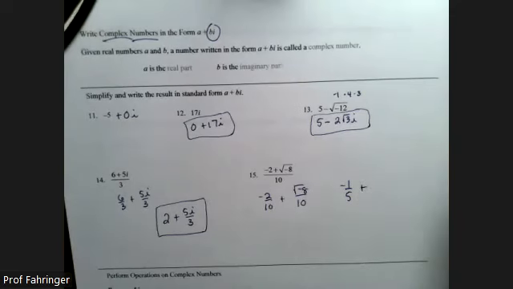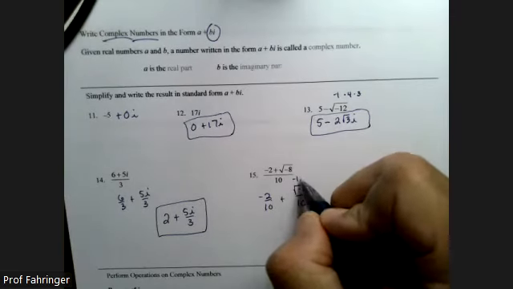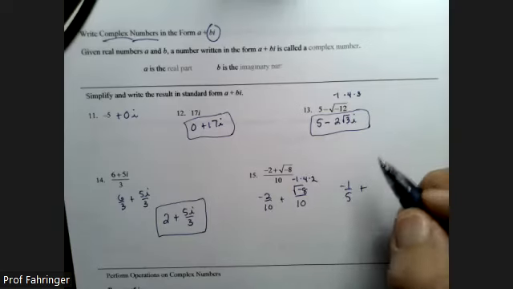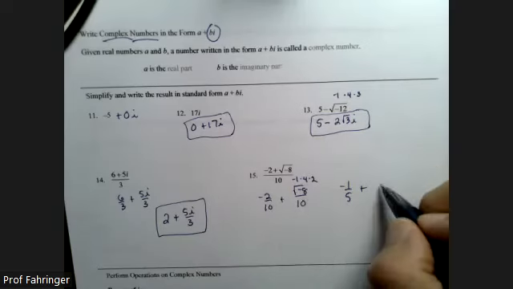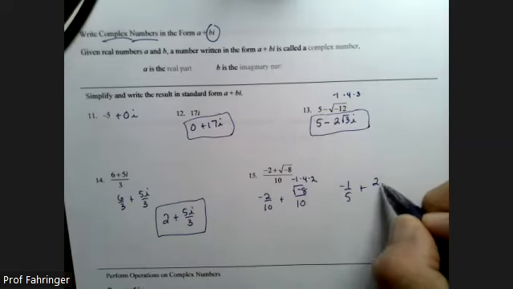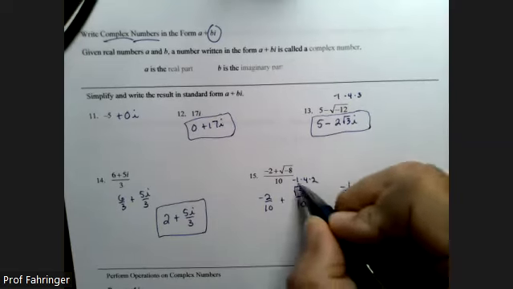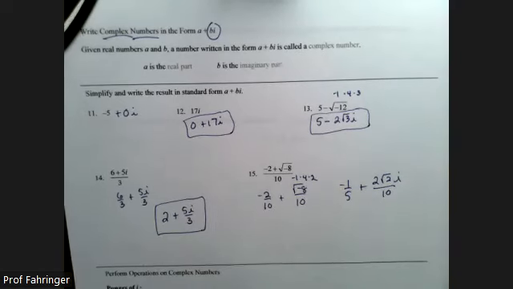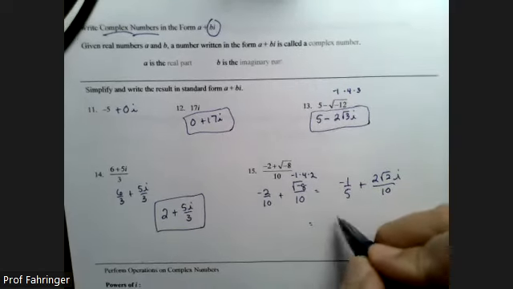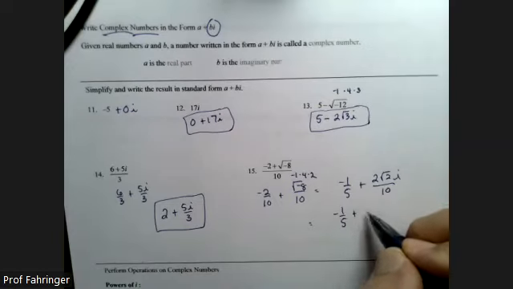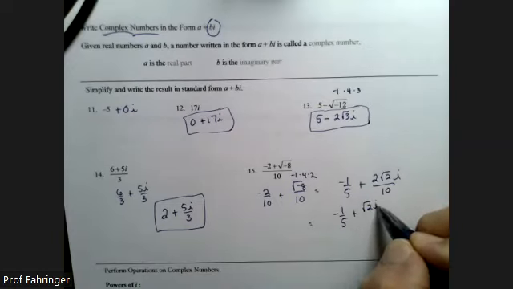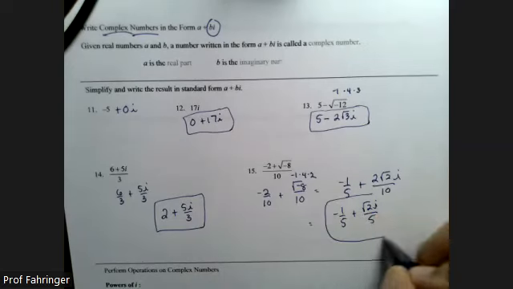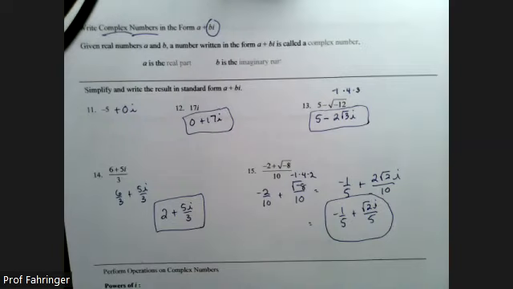-1/5. This becomes -1 times 4 times 2. So that becomes square root of 4 is 2. Square root of 2 stays. Square root of -1 is i over 10. And if I wanted, I could simplify that as well. -1/5 plus square root of 2 i, 2 and 10 is 5. Nice.